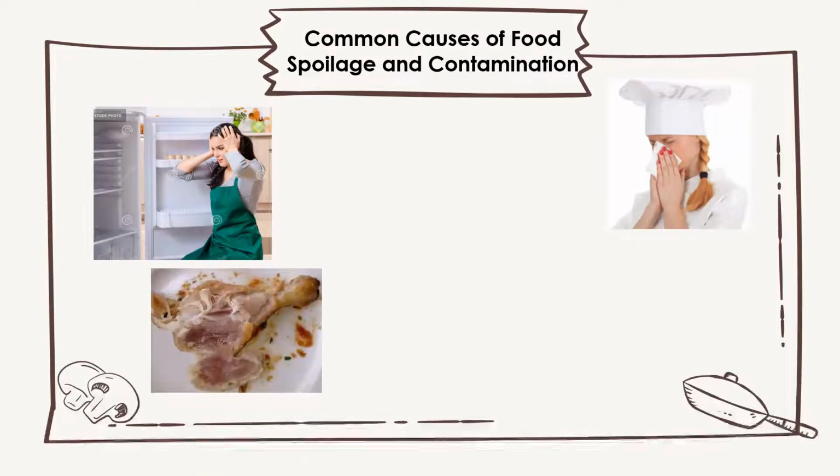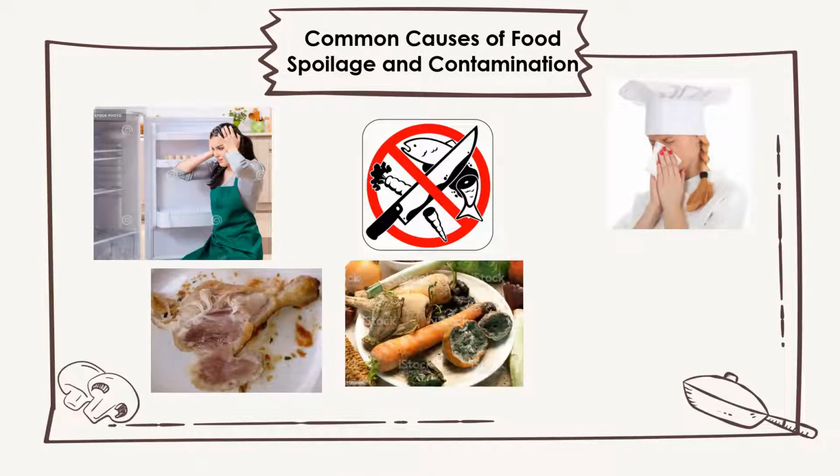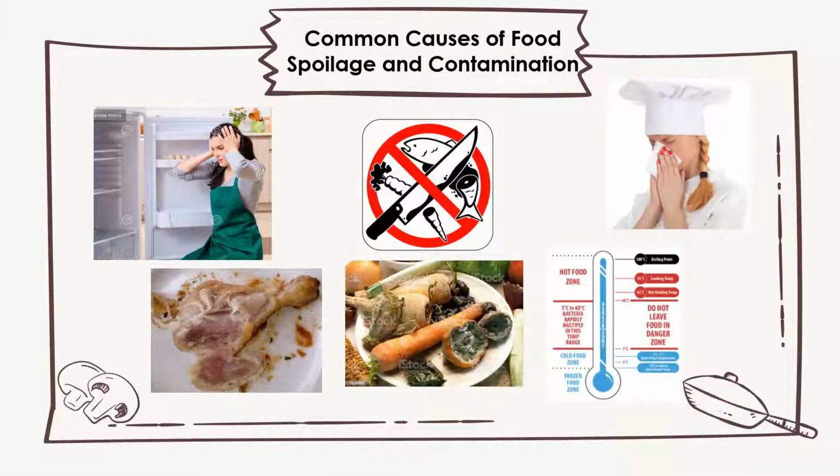We should cook our food thoroughly. We should separate food from non-food. We should examine ingredients to be used if they are of good quality. And lastly, let us identify the TDZ or the temperature danger zone, which is at room temperature or 37 degrees Celsius.